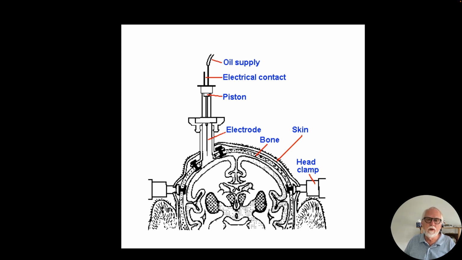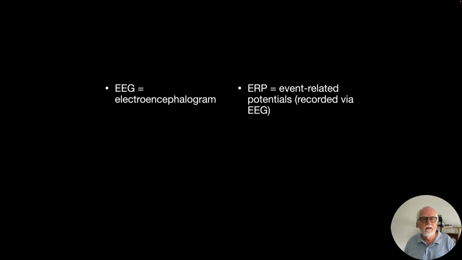Something more non-invasive would be to use EEG and ERP recordings. Now, EEG and ERP are basically the same thing. An EEG is the electroencephalogram, and that's measuring electrical activity coming from your head, from the neurons firing there. An ERP is an event-related potential. That's what ERP stands for, and you record ERPs using EEG. So it's a subtype of EEG that you hear about called ERPs.